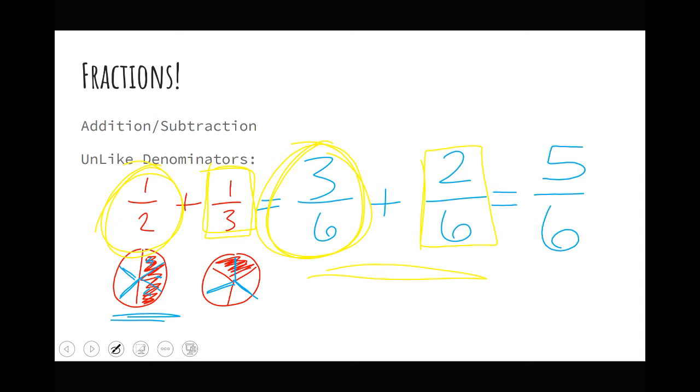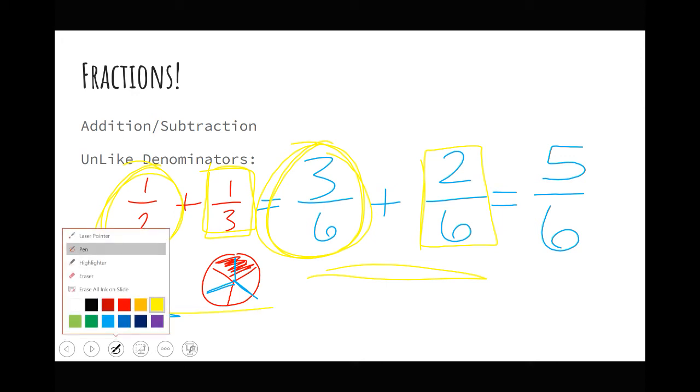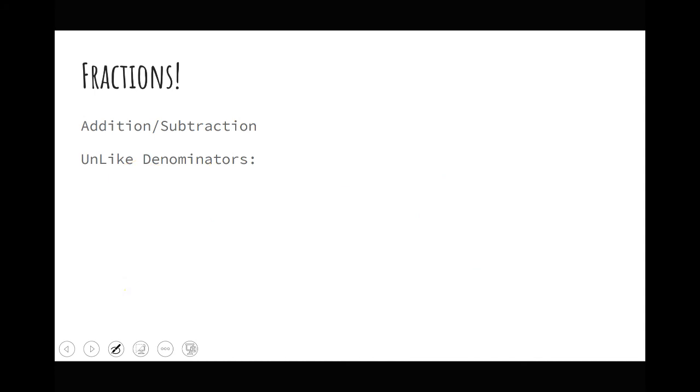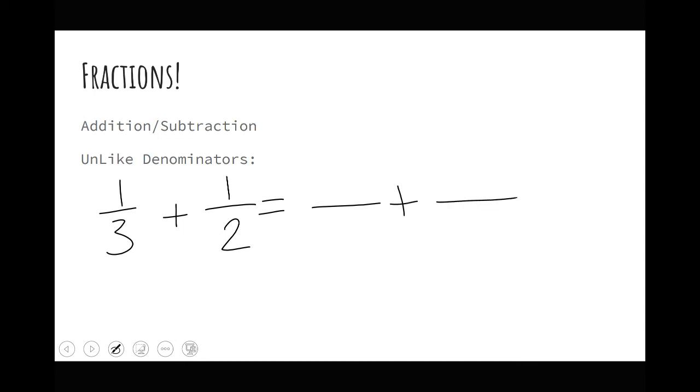All right, let's do another one kind of like this because I want to show you how to do it without having to draw pizzas. Okay, so I'm going to do the same problem, just without the pizzas. I switched the order there, but okay, so 1/3 and 1/2. So when I'm trying to get those common denominators without having to draw a bunch of circles, I want to think about what their least common multiple is.